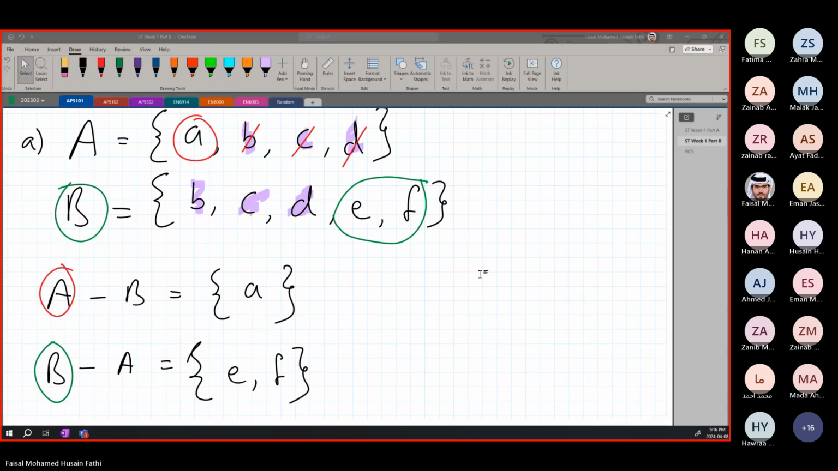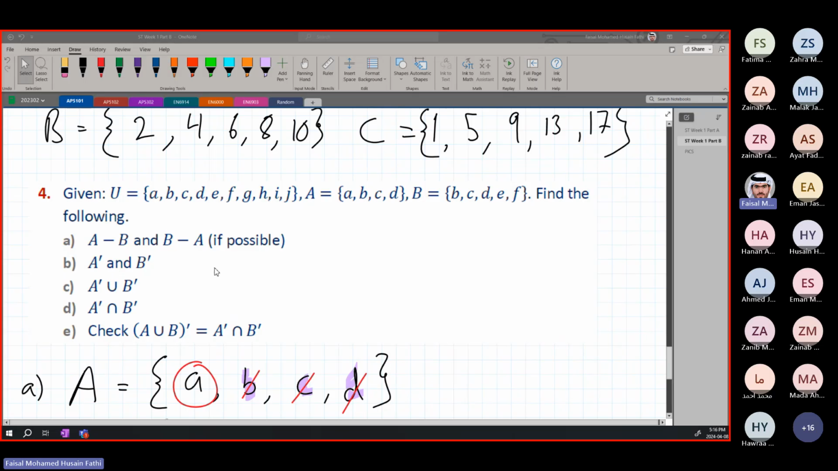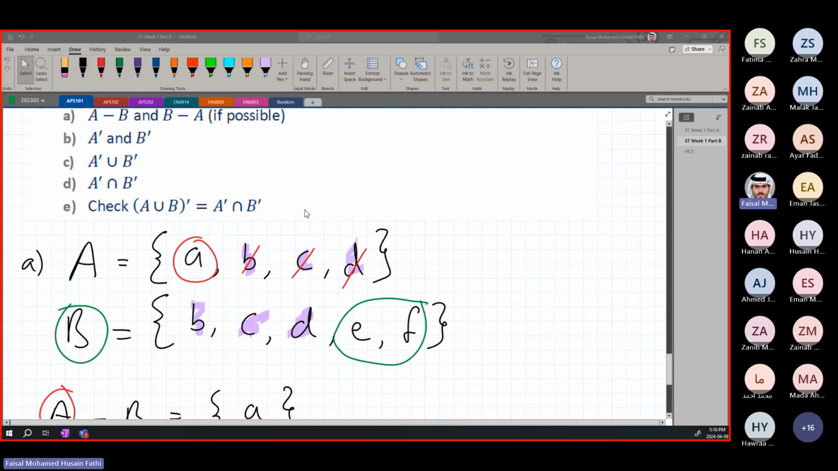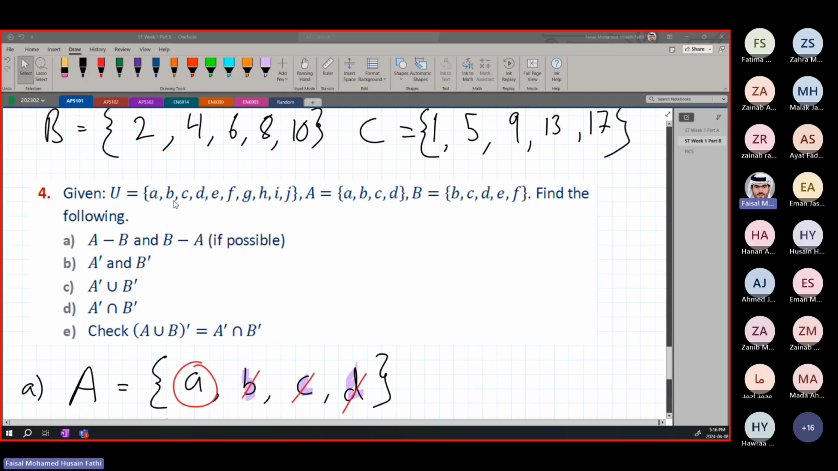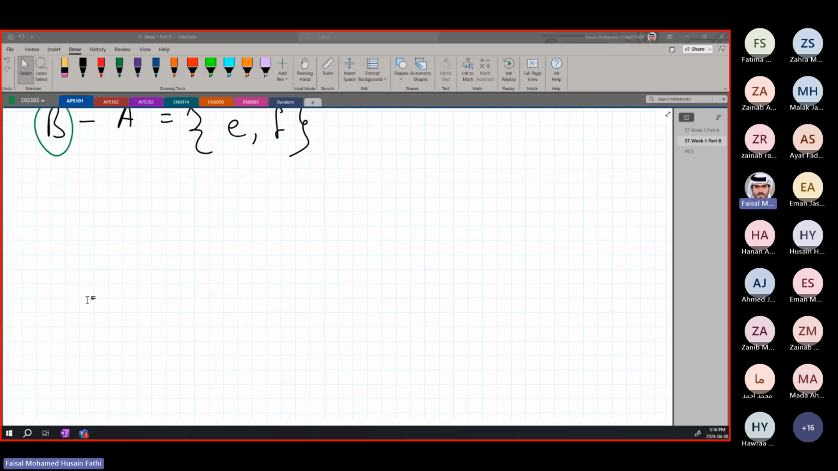Now, part B, A inverse and B inverse. I did not talk about inverses at all because I was hoping I would explain it with the Venn diagram. It will make it a bit easier. But we are given here the total set, set U, which is A, B, C, D, E, F, G, H, I, J. So it's the letters A to J. A is a subset of U and B is also a subset of U. All right?